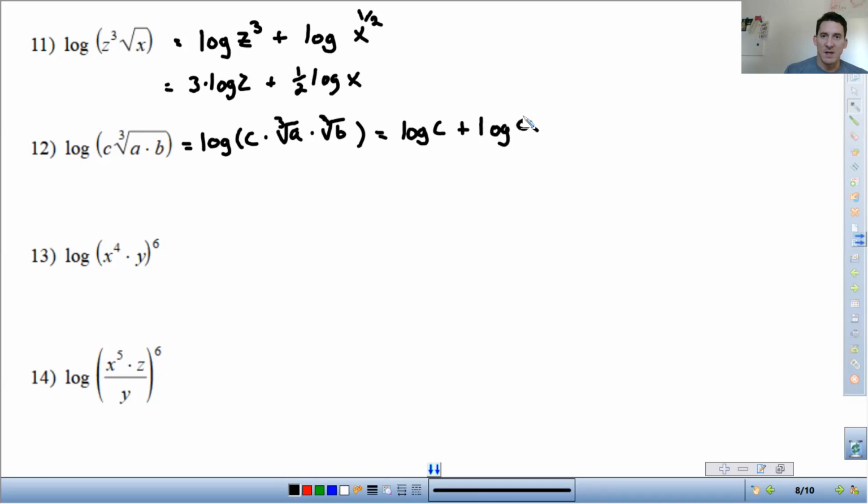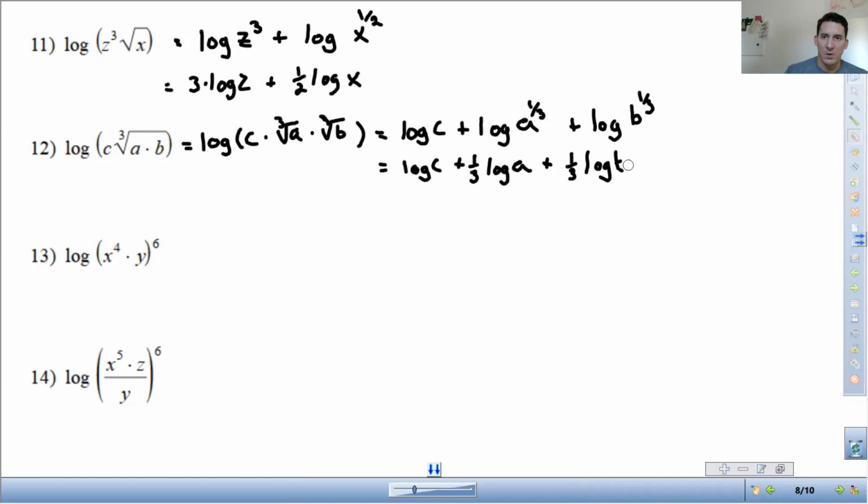And since it's the cube root, I'm going to go ahead and change it to the 1/3 power, and that's going to help us out for the last step. So it's going to be log of b to the 1/3 power. And then those exponents I can move out front. So log of c plus 1/3 log of a plus 1/3 log of b. Weird way to write a, b.